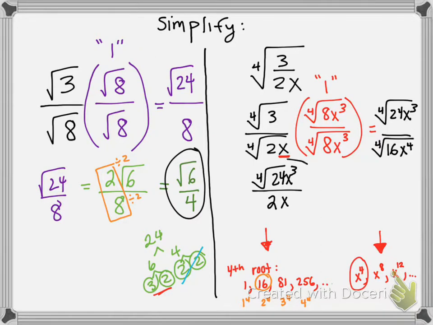This is actually completely simplified, and I know because of the following. If I make a factor tree of 24, which we did on the previous slide, the prime factors are 3 times 2 times 2 times 2. I need groups of 4. There are no groups of 4 that I could take out of the root, so that is completely simplified. And x to the third, if I expand that, there's definitely not a group of 4. So this is completely simplified.